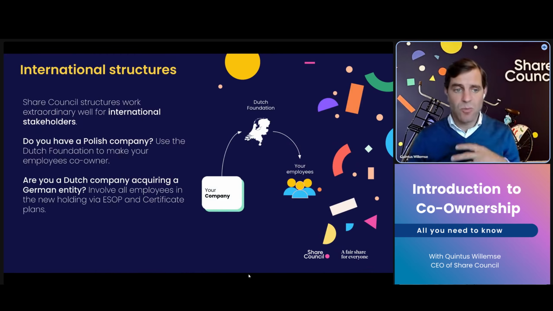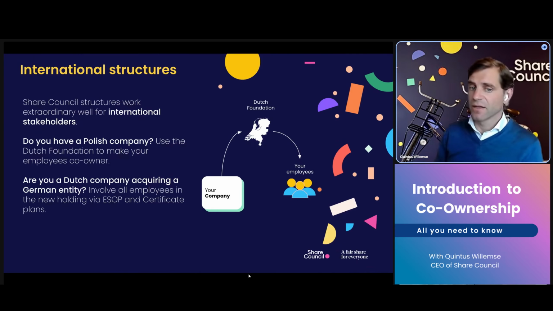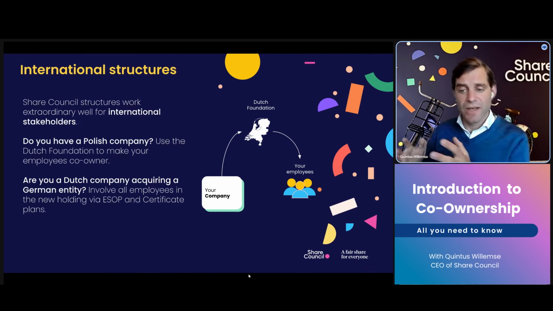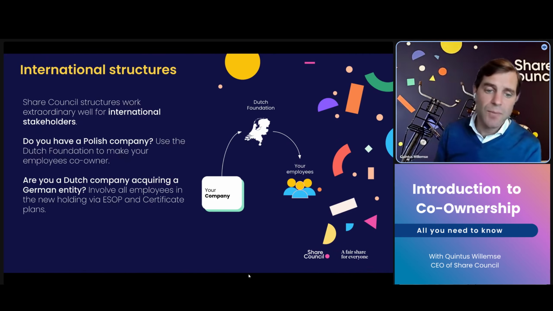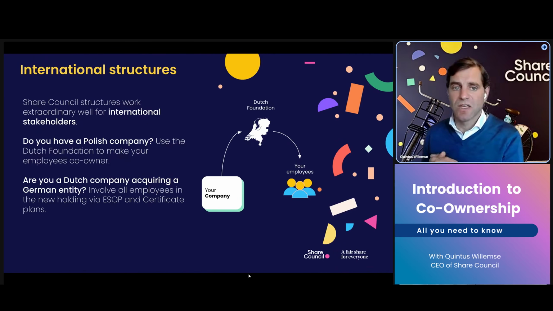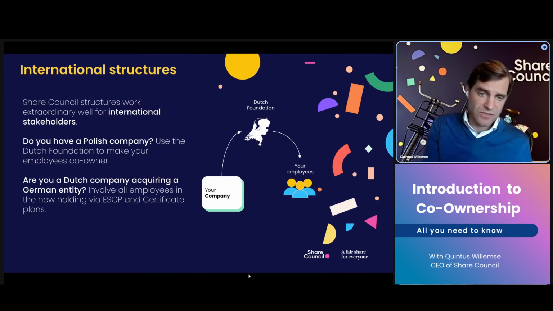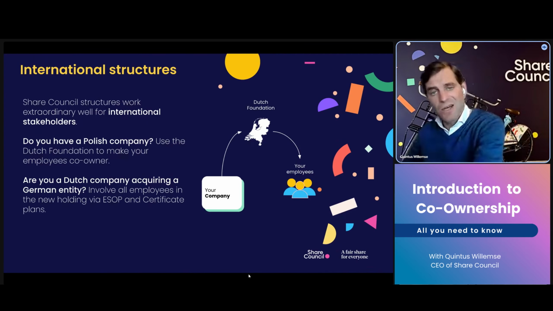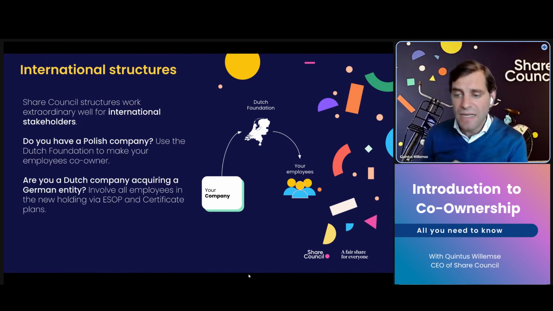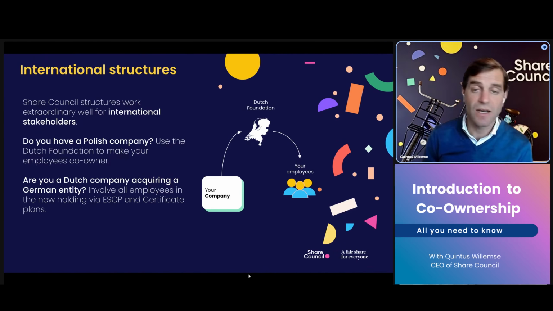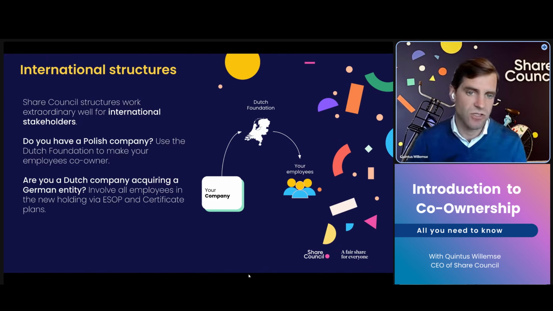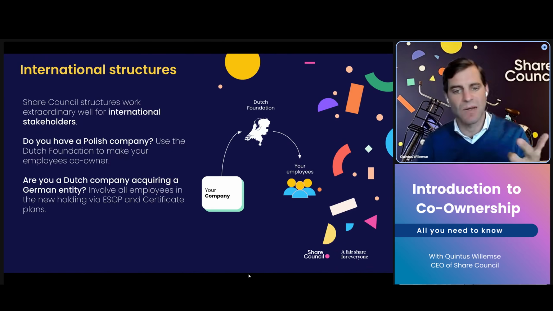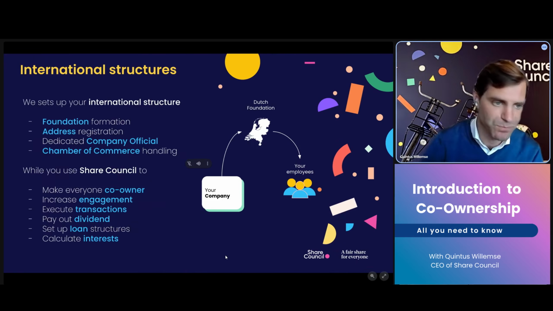We see hence more and more companies internationally, and right now, for instance, Polish and Czech companies coming to us to set up their employee participation through the structures that we use in the Netherlands. So they use the Dutch foundation structure for their company in their country to make it really easy to make their employees, and often even others like investors or suppliers, co-owner of the business.